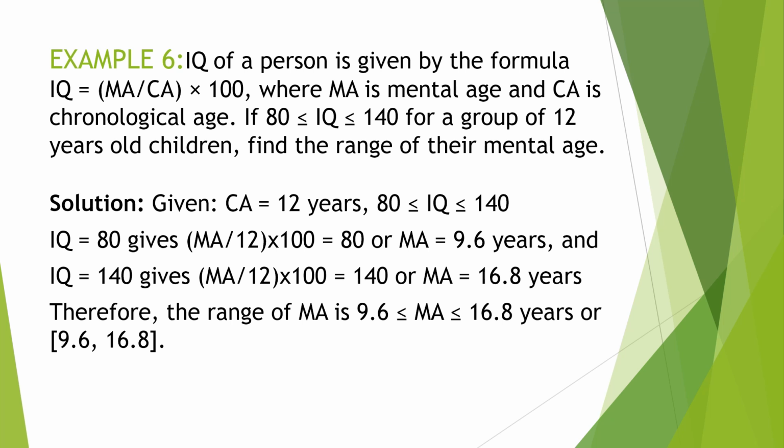Now IQ is equal to 80 means MA upon 12 into 100 is 80, which means the mental age is 9.6 years. Similarly, IQ is equal to 140 means mental age upon 12 into 100 is equal to 140, which gives mental age equal to 16.8 years. So the range is between 9.6 and 16.8 years.